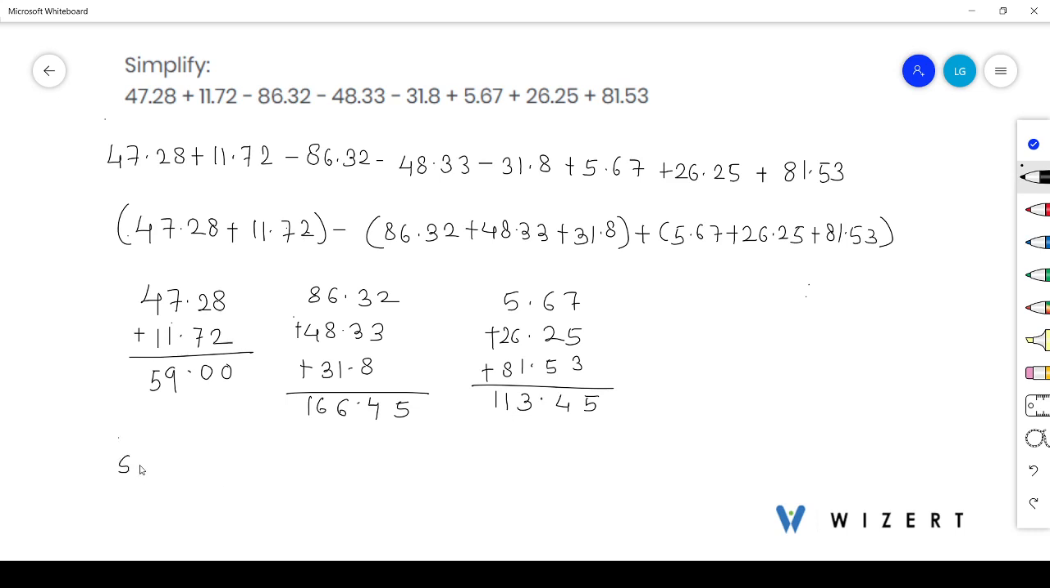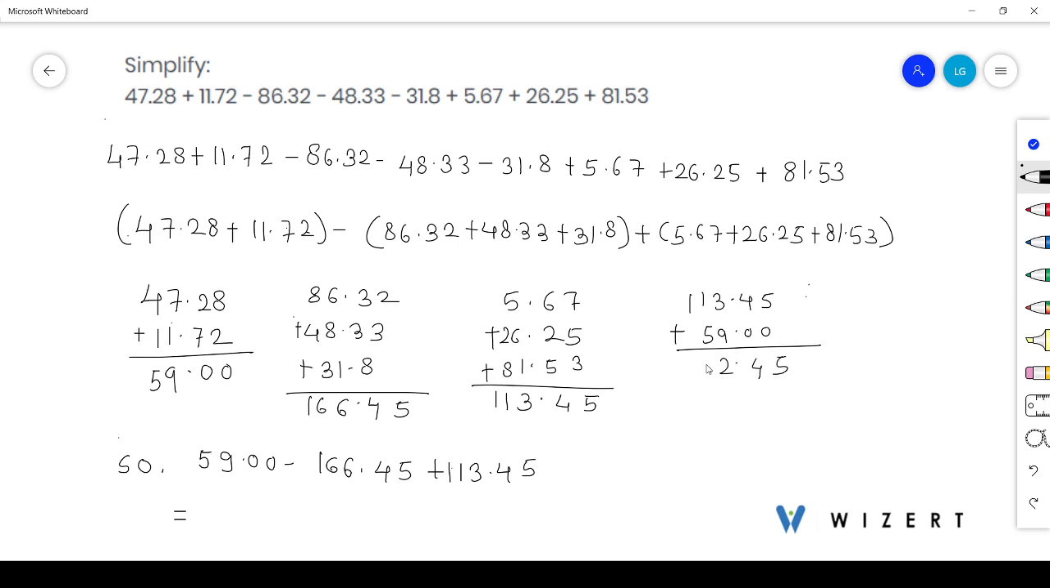So 59 minus 166.45 plus 113.45. Equals, add these two values: 113.45 plus 59. 5, 4, 9 plus 3 is 12, 5 plus 2 is 7, and it is 1. So it is 172.45 minus 166.45.